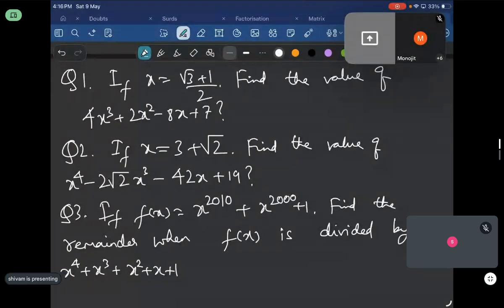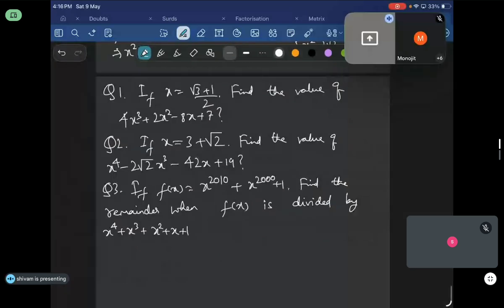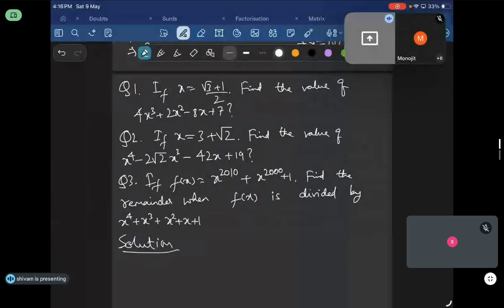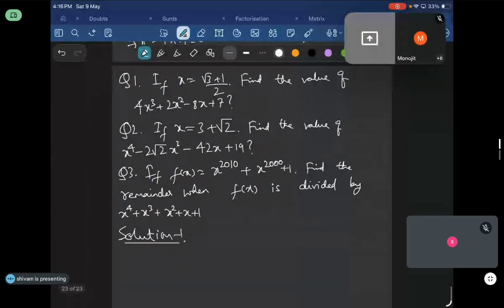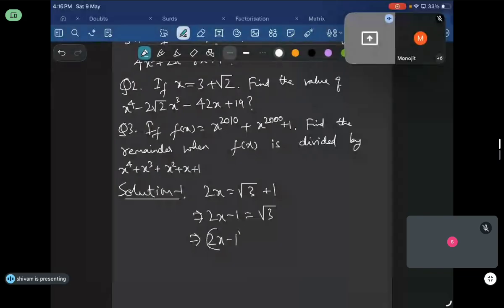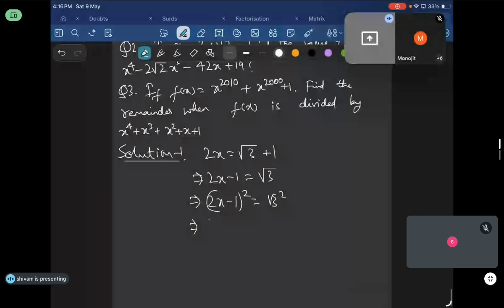Pay attention. Over here, x equal to root 3 plus 1 by 2. Now see, the coefficients are all rational. So taking 2 to the left hand side, you will get 2x equal to root 3 plus 1. Take 1 to the left hand side. You will get 2x minus 1 is equal to root 3. So we can square both sides. Squaring both sides, what are we getting? (2x minus 1) whole square is equal to root 3 square. This implies 4x square minus 4x plus 1 is equal to 3.